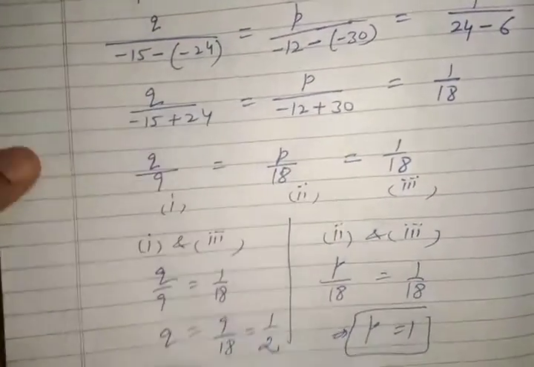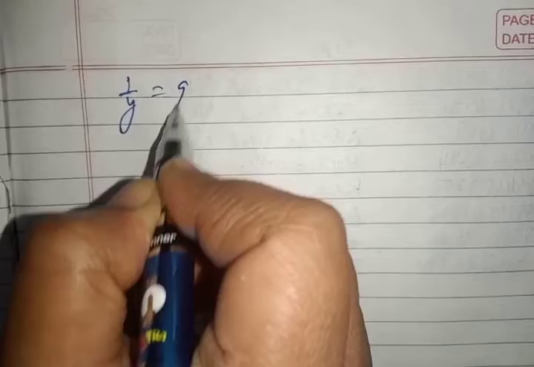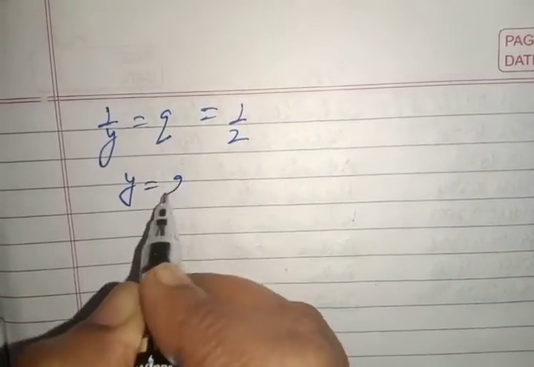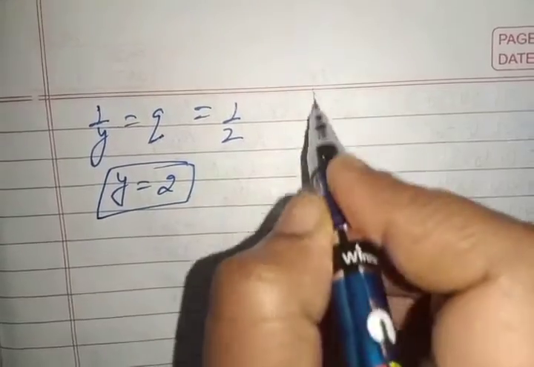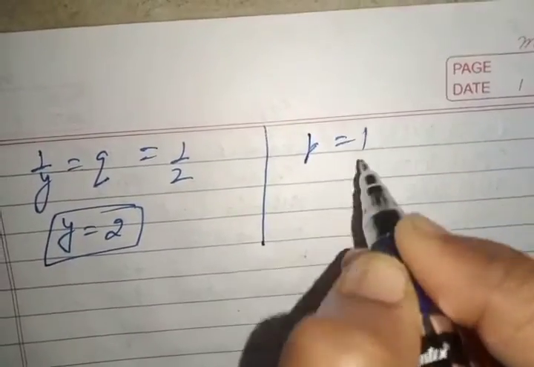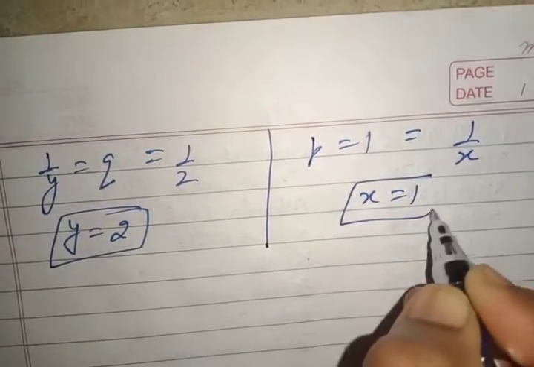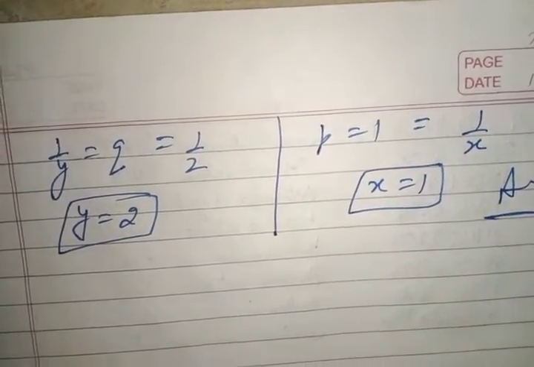And our supposition was, if you remember, that 1 by y is equal to q, which is equal to 1 by 2. By taking reciprocal, y is equal to 2, and p is equal to 1, and it was 1 by x. So x is equal to 1. So our final answer is x = 1 and y = 2.